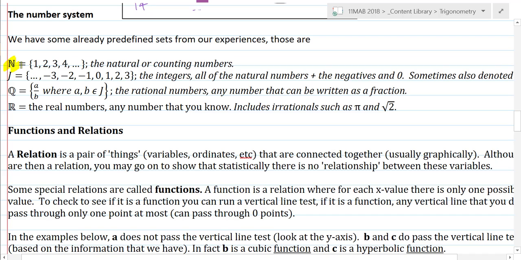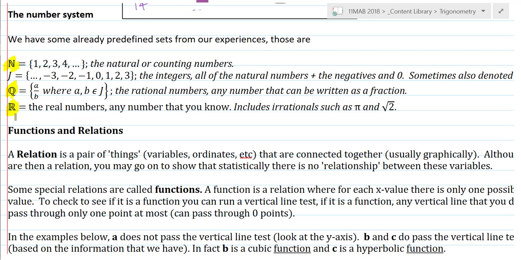So basically, any number that can be written as a decimal without rounding, or those decimals where you use the dots to show there's a repeated pattern. So those ones like a third, for example, which is 0.3 repeating. So any of those ones that can be written as a fraction are rational numbers. And then we have the real numbers, which contain the rational numbers and the irrational numbers.